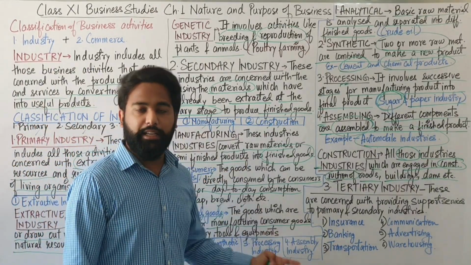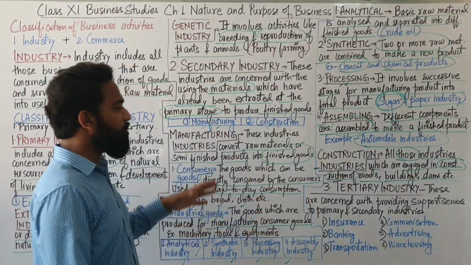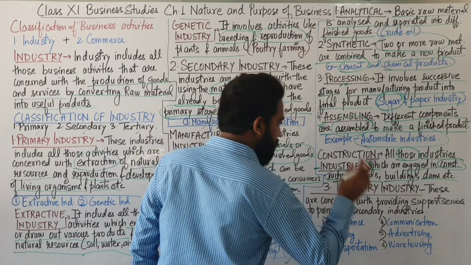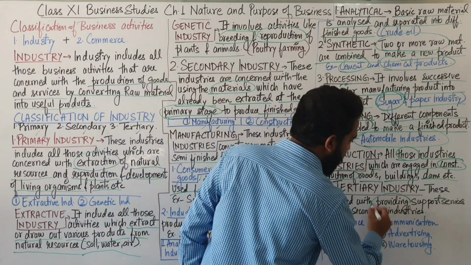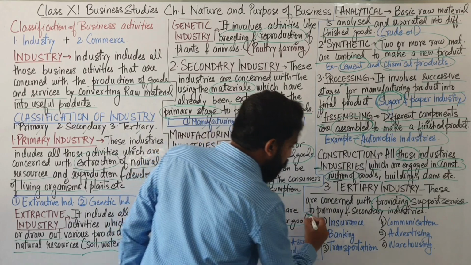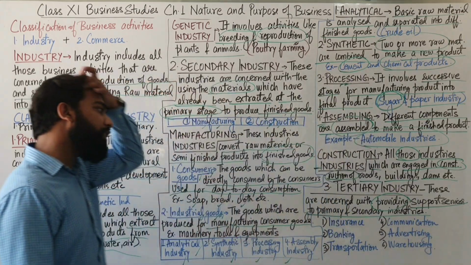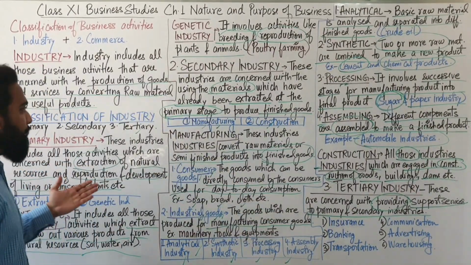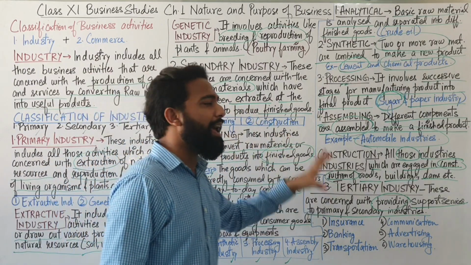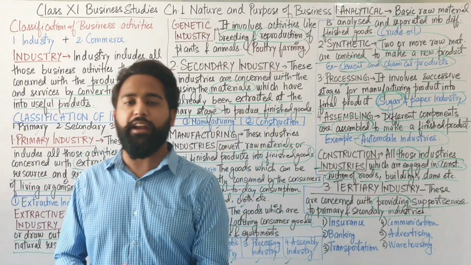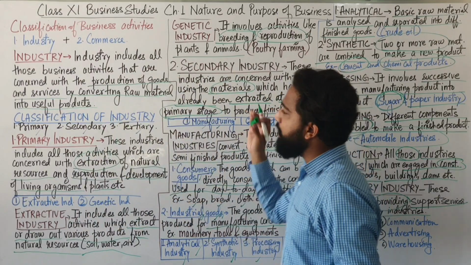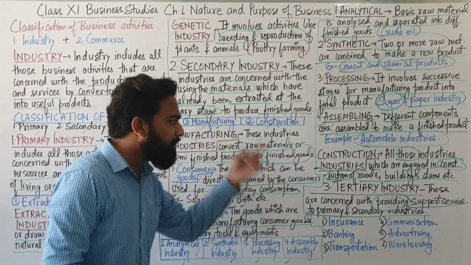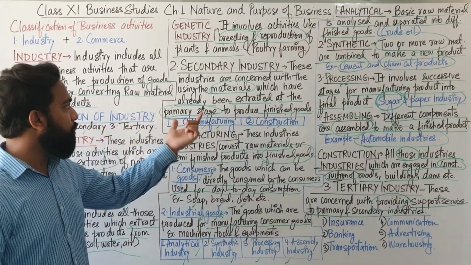Now let's come to the next one. The last industry is tertiary industry. What is tertiary industry? These industries are concerned with providing support services to primary and secondary industries. Basically, tertiary industries provide the support system to the primary and secondary industry. They are the helping hands. Now let's see what kind of help this tertiary industry provides to the other two industries.